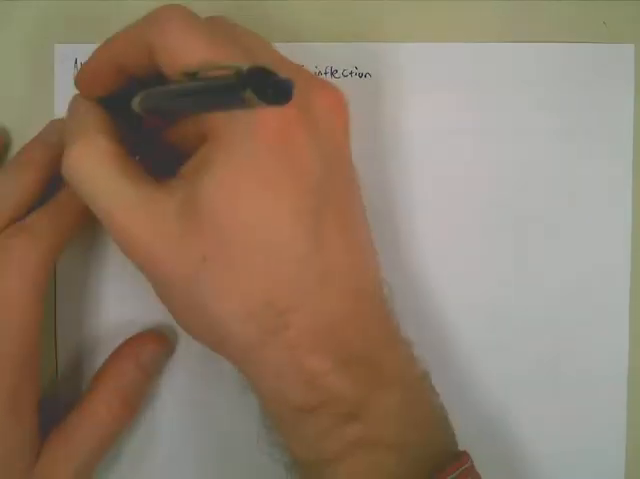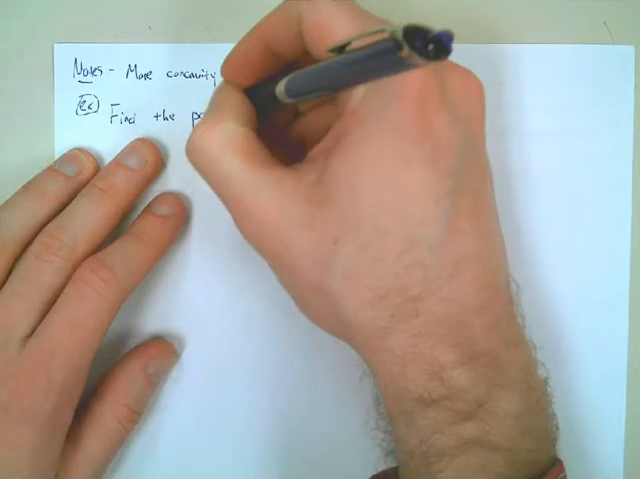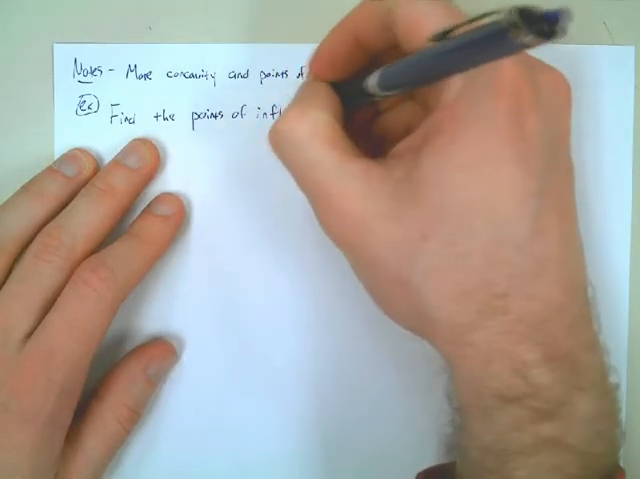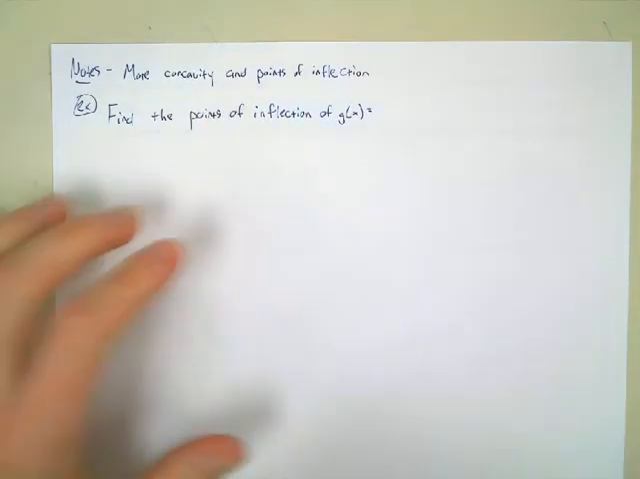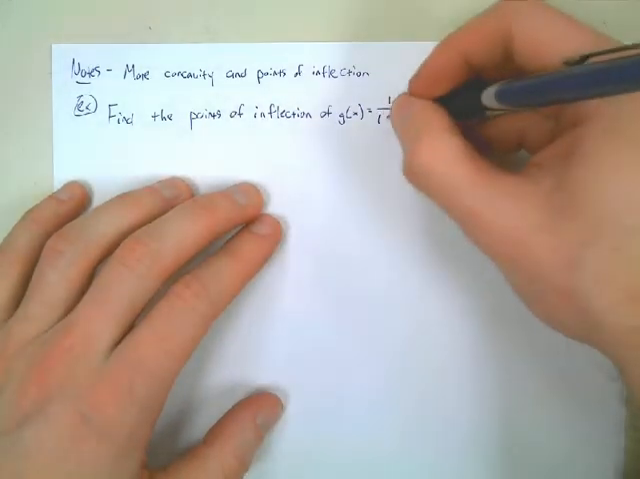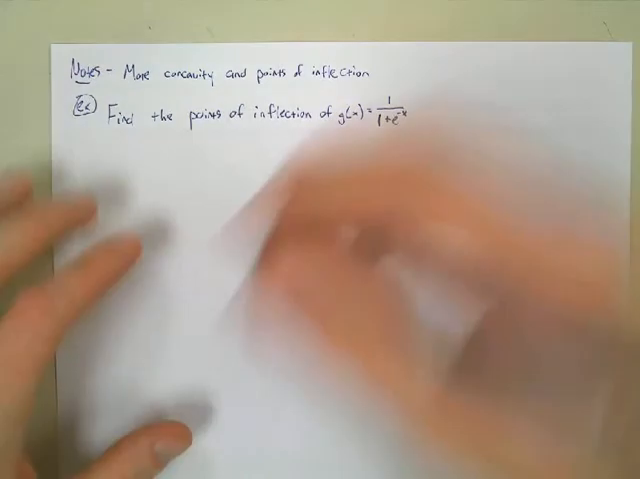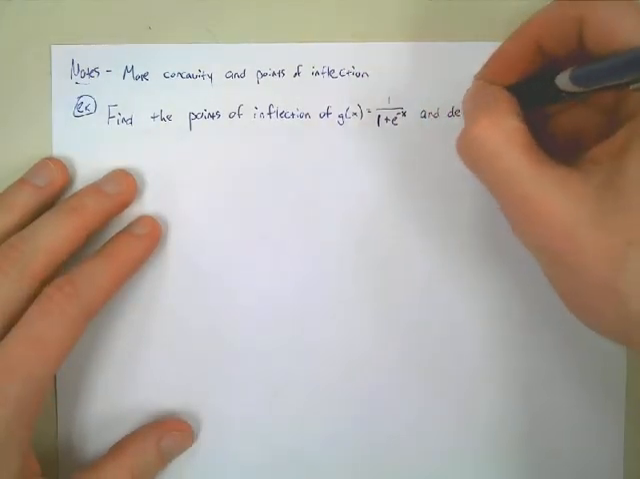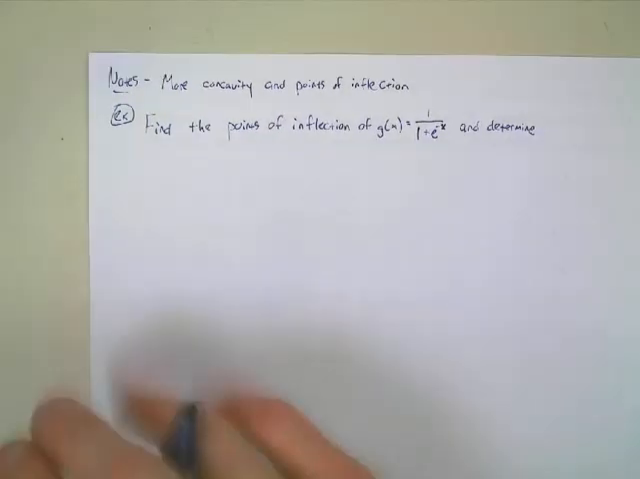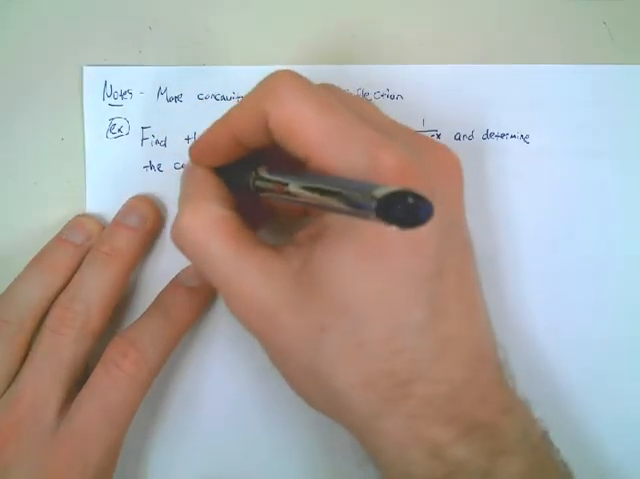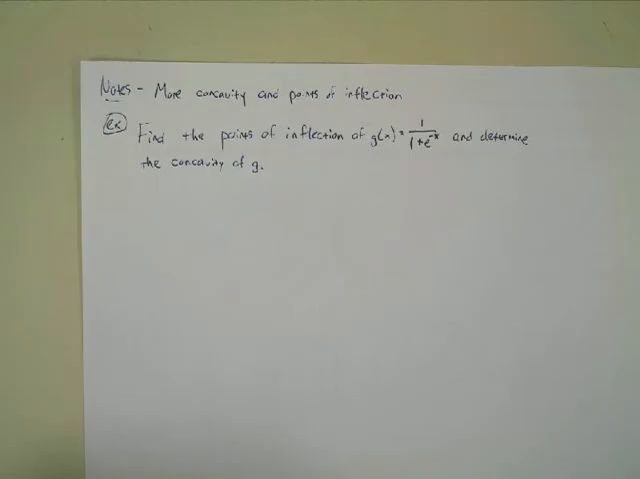Let's do one more practice problem here with the concavity and points of inflection. We'll just jump right in. We're going to find the points of inflection of g of x equal to 1 over 1 plus e to the negative x, and we're going to determine the concavity of g as well. I gave us a nasty one here.